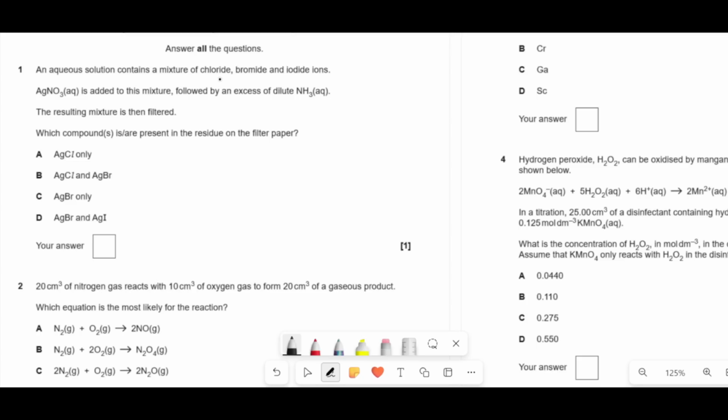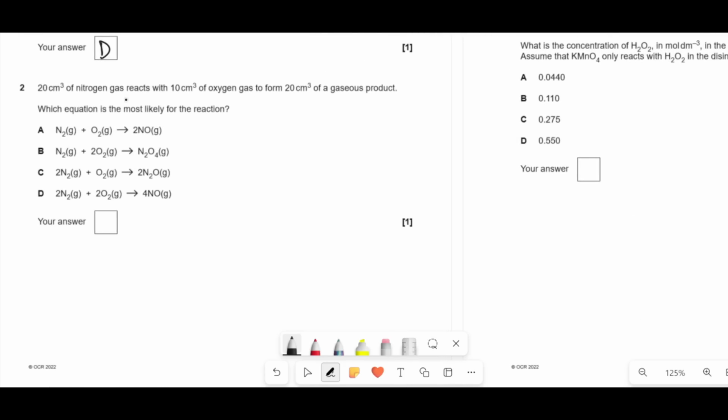So when you're adding silver nitrate to all of these, you're going to make precipitates, which then dissolve depending on how much dilute or concentrated ammonia you add. So for the Cl minus, Br minus, and I minus, you get a white precipitate, a cream precipitate, and then a yellow precipitate. This will dissolve in dilute ammonia. This will dissolve in concentrated ammonia. This will not dissolve in ammonia. So then, if they've added excess of dilute ammonia, it means this will have dissolved, the other two will not. So in that case, it's got to be AgBr because of the Br minus, and then AgI, so it's D.